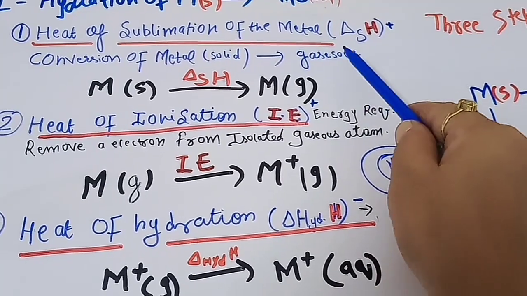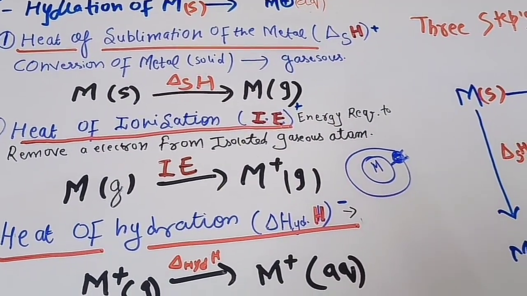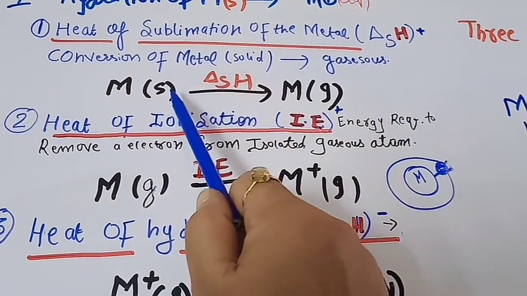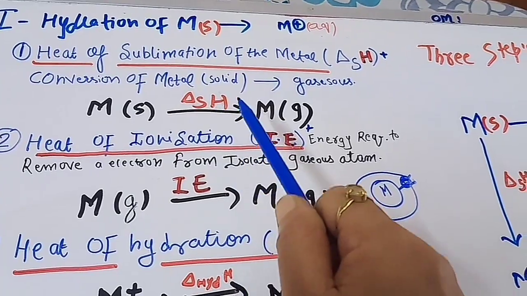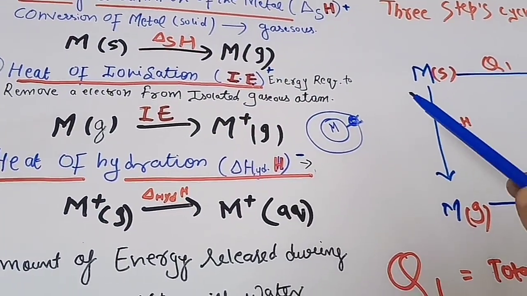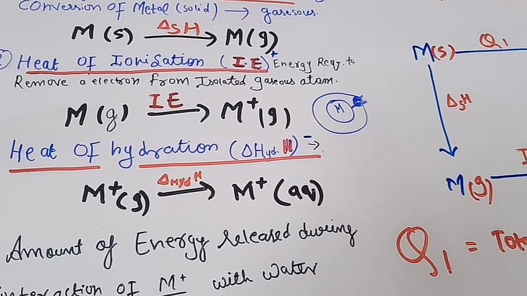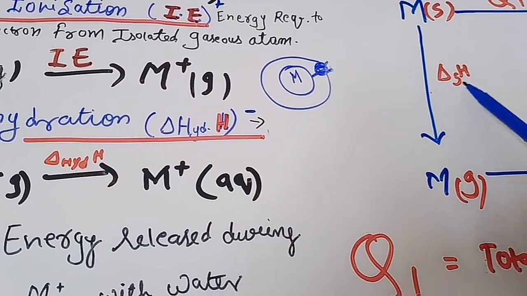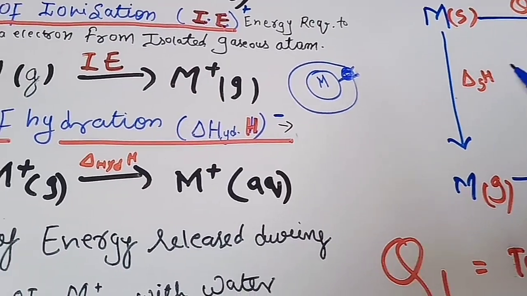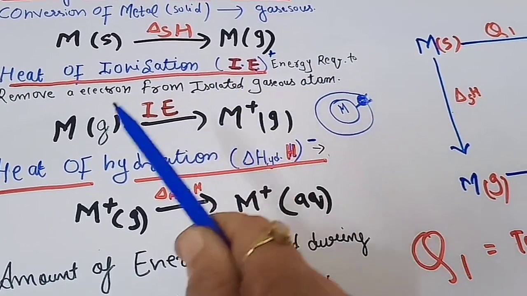It is denoted by delta SH. And what is sublimation? It is a process of conversion of the solid directly to the gaseous state, and here it is denoted by delta SH. Now the second step involved is the conversion of the gaseous atom to the cation. So we already know the first step, the heat involved is the delta SH, and the second step is the heat of ionization. So we will supply the ionization energy.